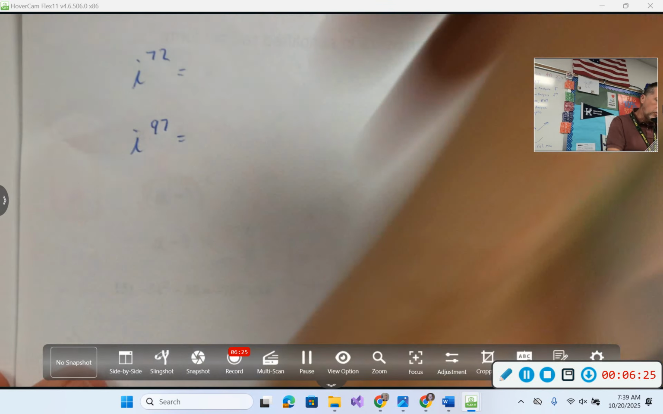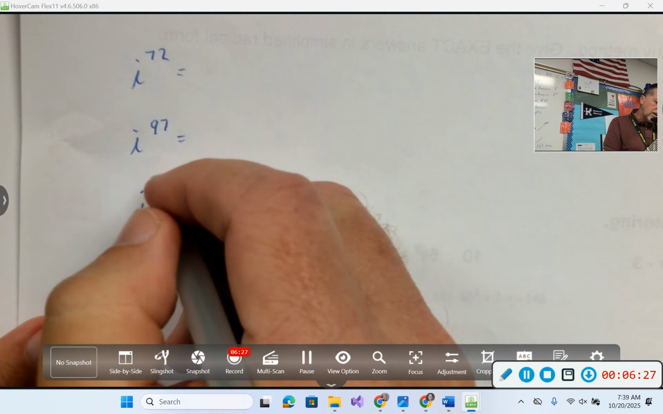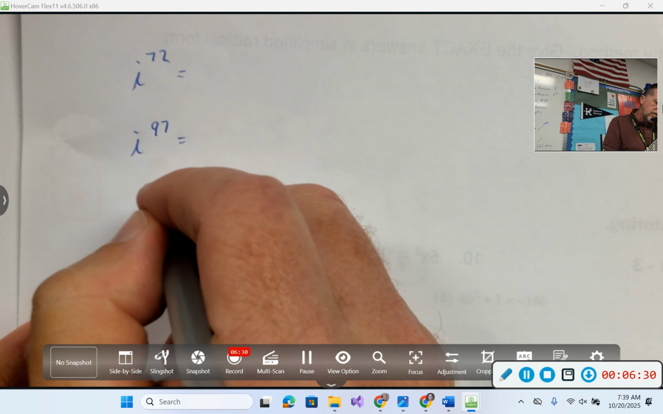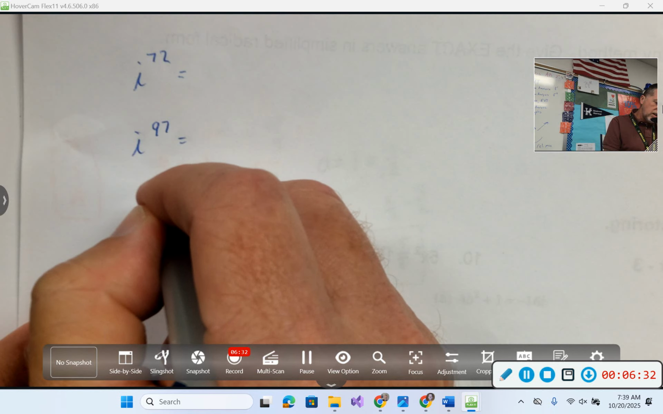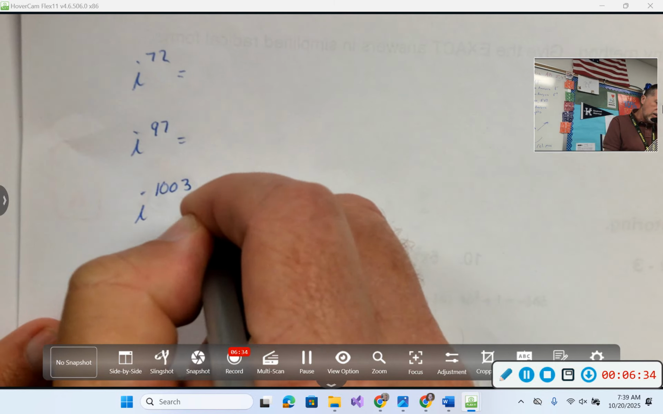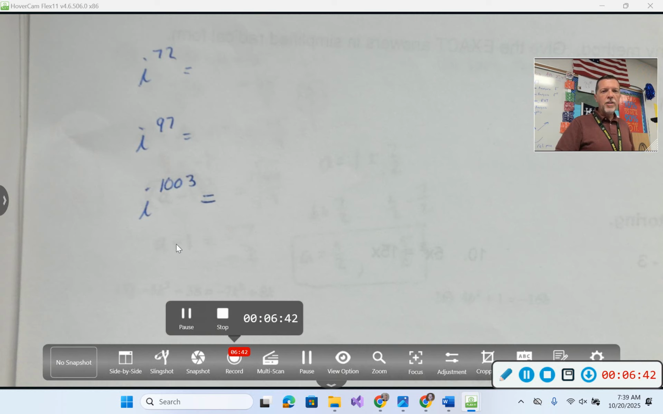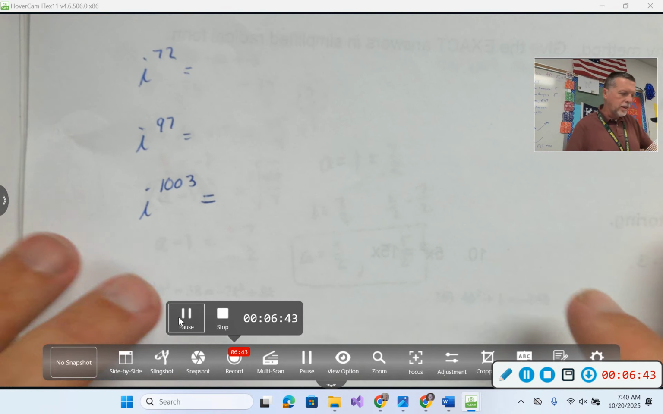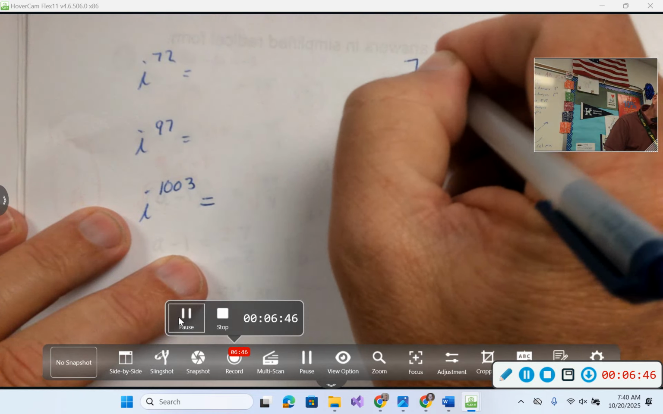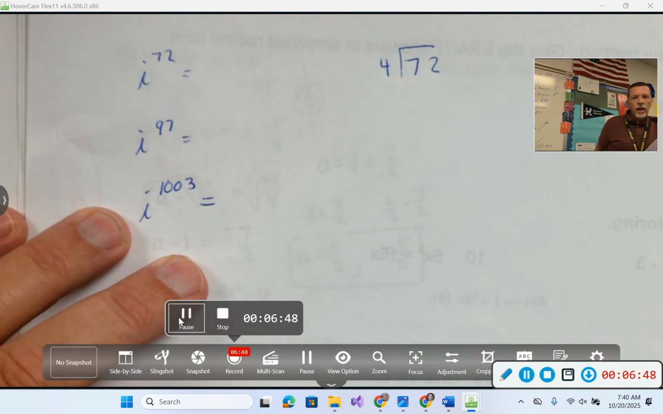Let's give you a couple to try: i to the 72, i to the 97th, i to the 1003. We like throwing the big numbers up there. If not, then let's divide by 4 and use the remainder.